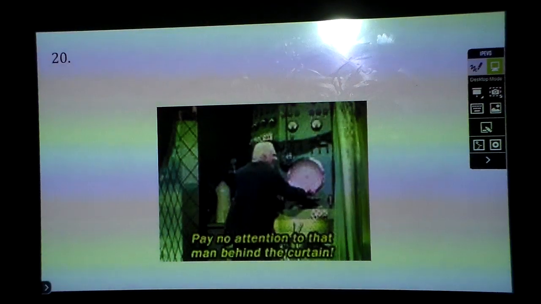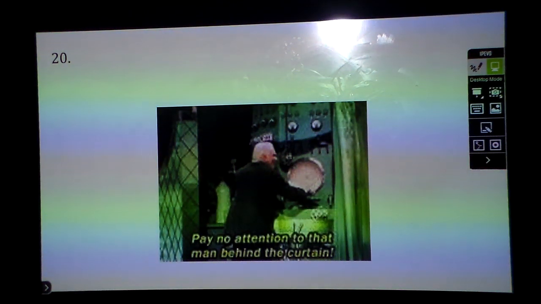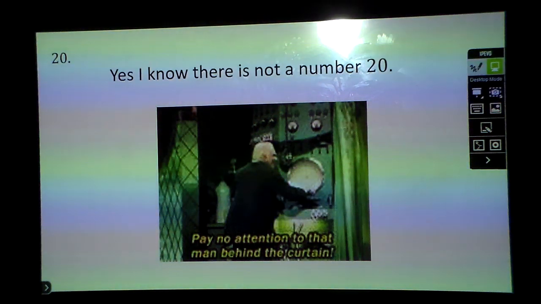On the test, I want to mention this here. Pay no attention to the man behind the curtain. There was a misprint on the review. There is no number 20.